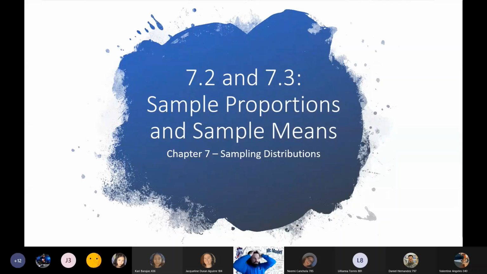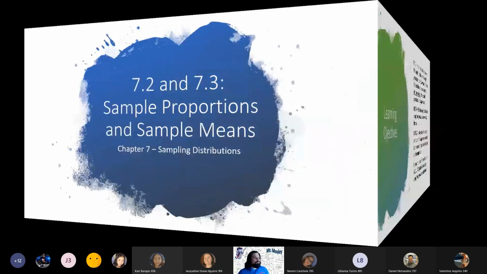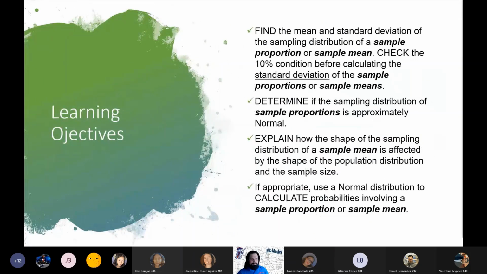All right, so here we are, 7.2 and 7.3, sample proportions and sample means. And we are in chapter 7 of sampling distributions. So our objectives today, we want to find the mean and standard deviation of the sampling distribution of a sample proportion or sample mean. We're going to check the 10% condition before calculating the standard deviation of the sample proportions or sample means. Right, we have to check that the sample is not more than 10% of our population that we're sampling from for both types of sample distributions.